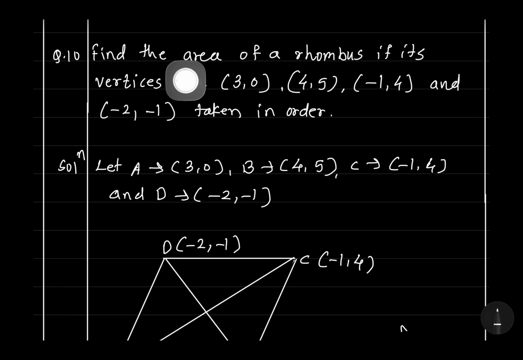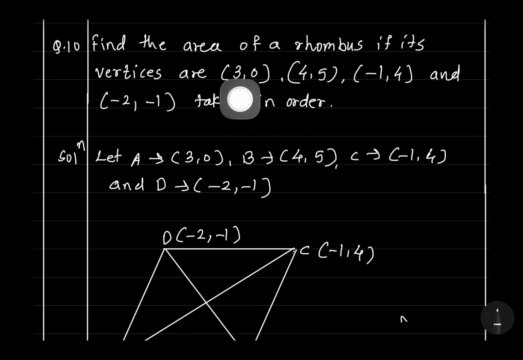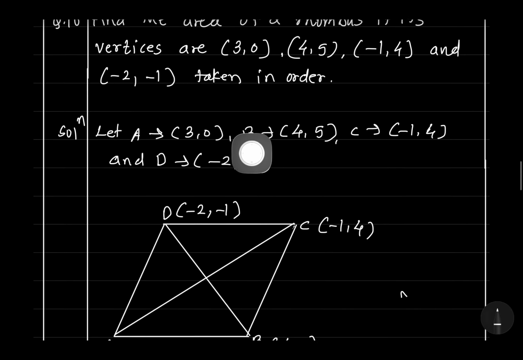Area of a rhombus: find the area of the rhombus if its vertices are (3, 0), (4, 5), (-1, 4) and (-2, -1), taken in order. 4 vertices are given, a rhombus is there with 4 vertices. So we will give the names here. Suppose this is first A, B, C and D. So 4 points are given.